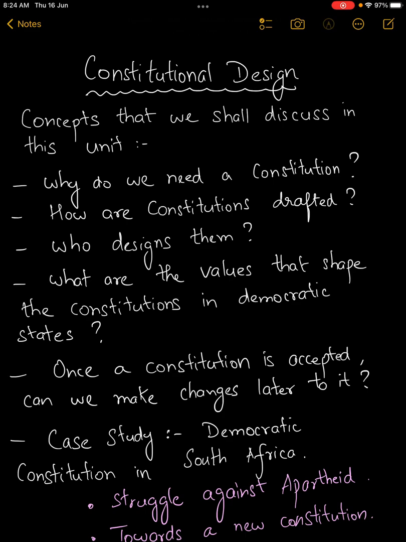So, we will be starting with the next unit in political science, which would be constitutional design, because we have already covered what is democracy and why democracy. In the next 6 to 7 tutorials, we would be essentially covering this entire unit, right?